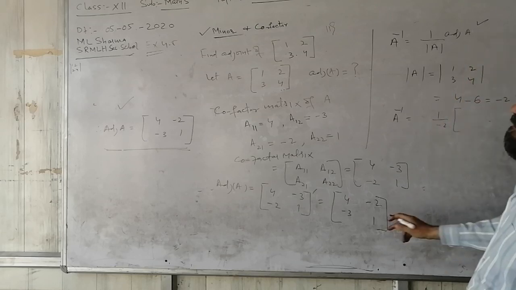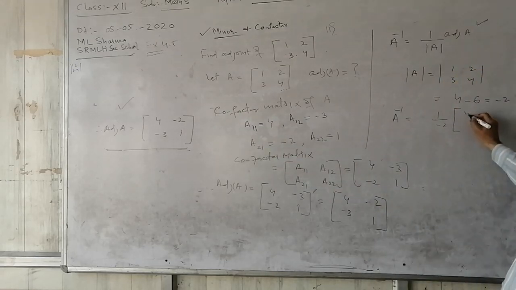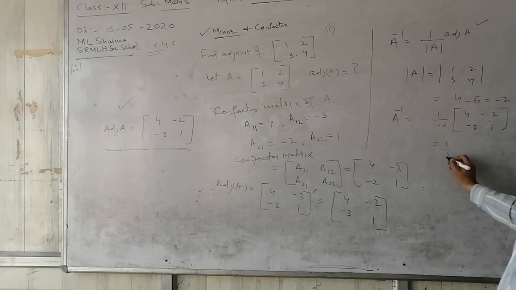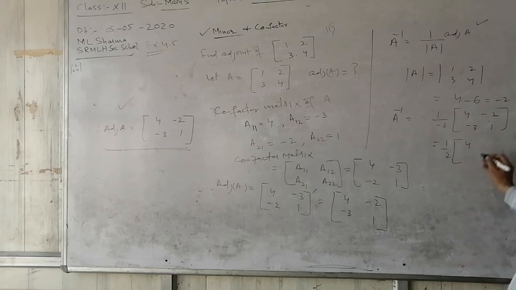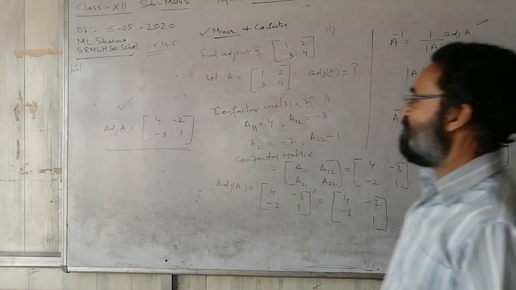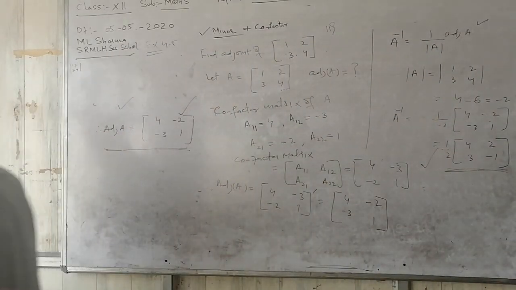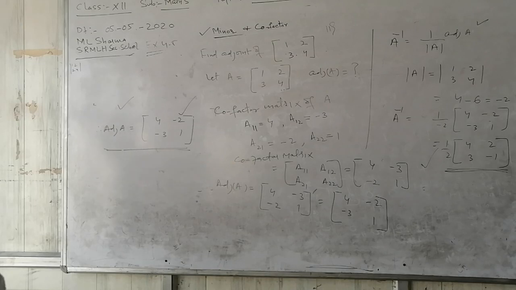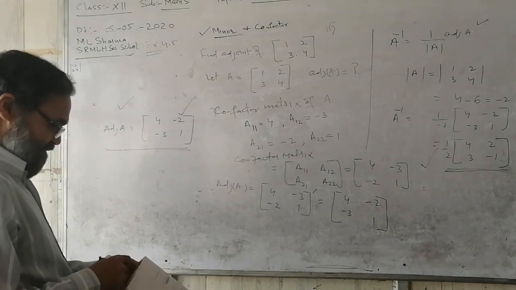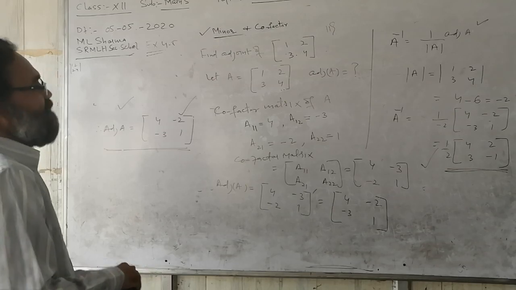Adjoint A is 4, minus 2, minus 3 and 1. So I can write the inverse as 1 upon 2, with 4 here, 2 here, 3 here, 1 here. So in this way, this is the inverse and this is the adjoint. So next, question number 2 of the same exercise can be solved.